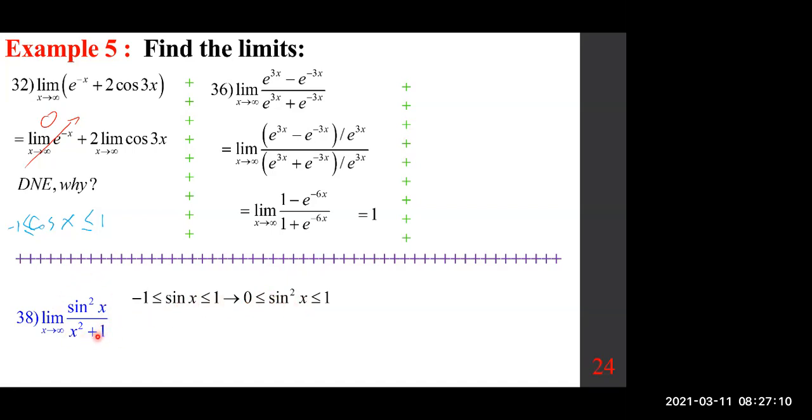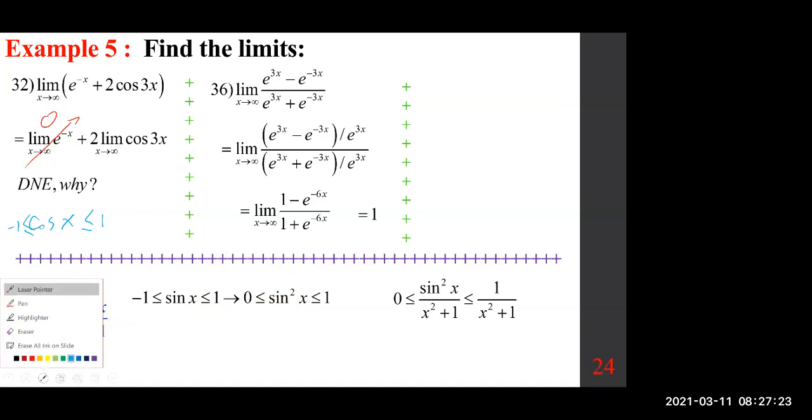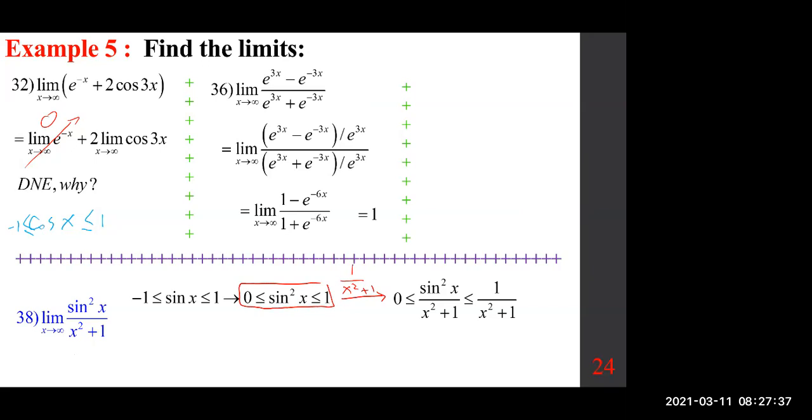1 over x squared plus 1 is missing. Okay, so we are going to multiply both sides by 1 over x squared plus 1. Let me just write that for you. So we are multiplying by 1 over x squared plus 1, all three sides. Okay, class? And now we can take a limit of each end.